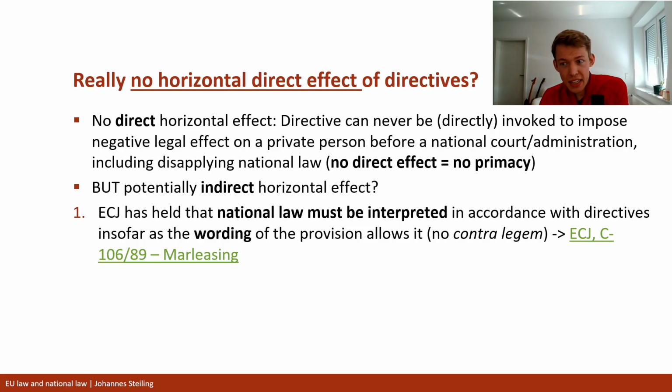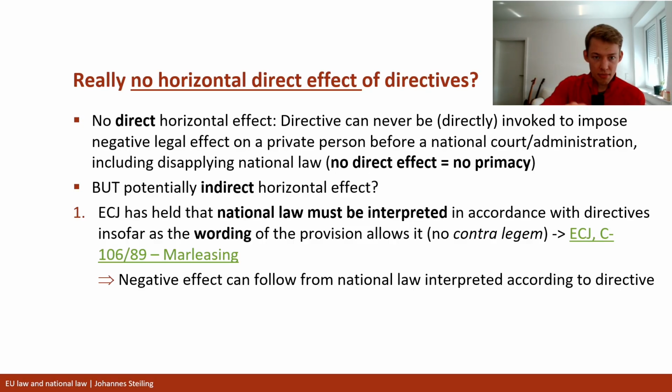The second case is, so to summarize, we have a negative effect, but only from national law interpreted according to directive. And this is why to the ECJ, this is not horizontal direct effect, because it doesn't give negative effects directly to the individual through EU law. Not directly, only indirectly, right? And the second one is actually a case where the ECJ has allowed horizontal direct effect with negative effects for a private party. And if you want to look more into that, you can.